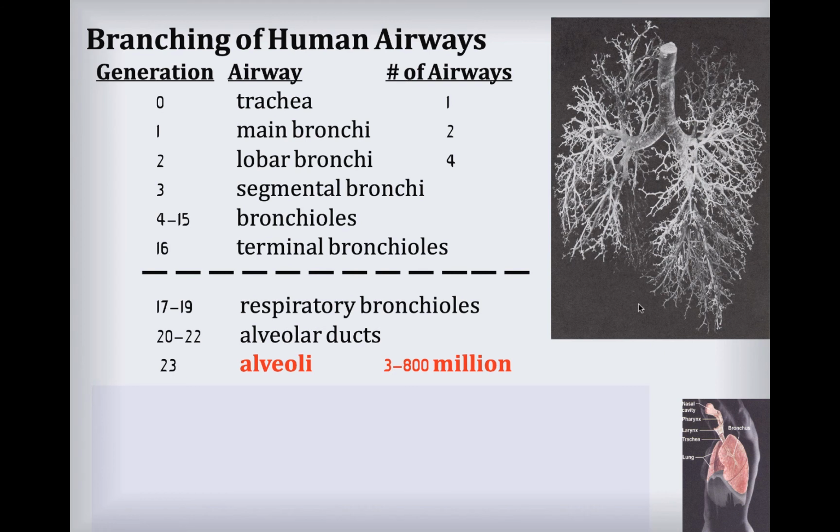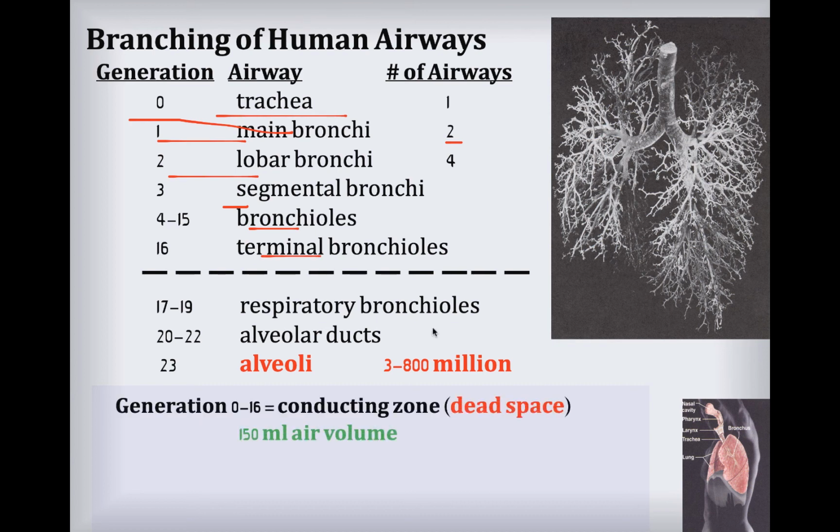Here you can see a little bit more detail on the branching. I'm not going to make you memorize this stuff. But we start, generation 0 just simply means that the trachea is not actually part of the lung. And so then we go down to the first generation, those 2 main bronchi, and then the lobar bronchi, and then segmental bronchi and bronchioles and terminal bronchioles. All right. And again, that is the conducting zone. No gas exchange, so it's a dead space.